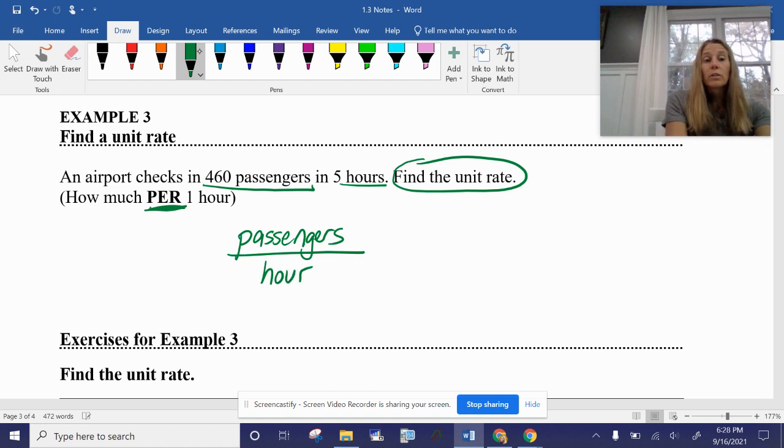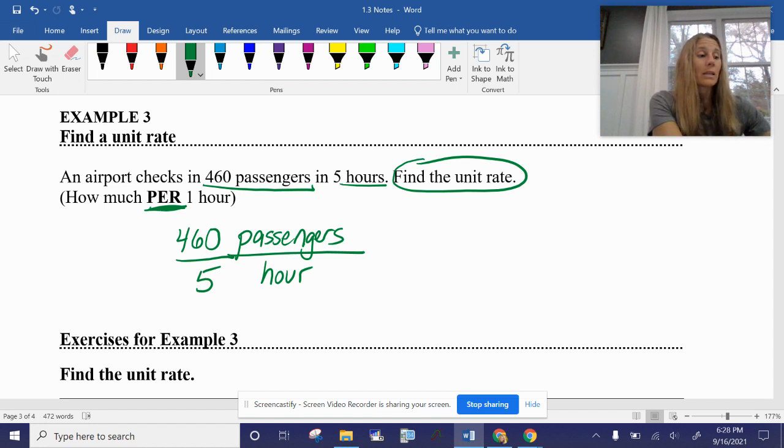So all you have to do is take the number of passengers that are given to you, which is 460, divide that, in this case, by 5, because that's the time that's given to us, and you just simply divide it. Now with unit rates, regardless of what kind of answer you get, so if you're going to get a decimal, that's fine, because you want it to essentially be over a 1, so you have to divide it, even if it doesn't divide evenly.